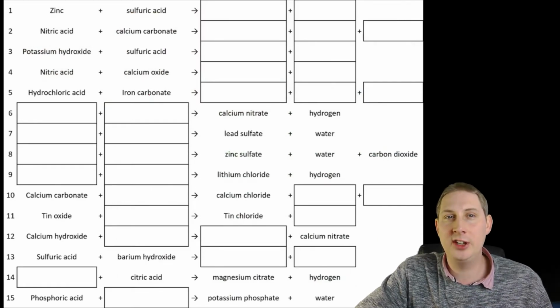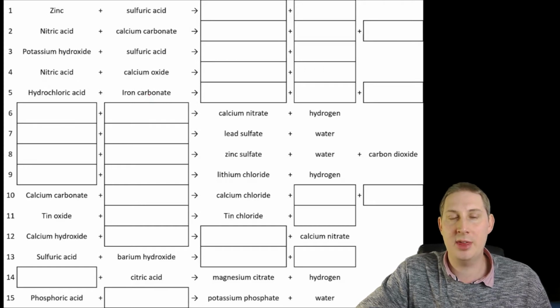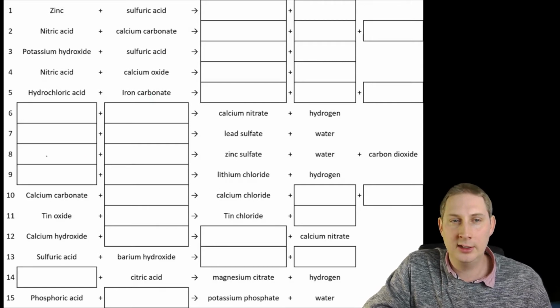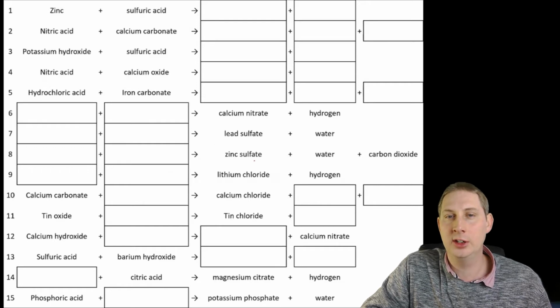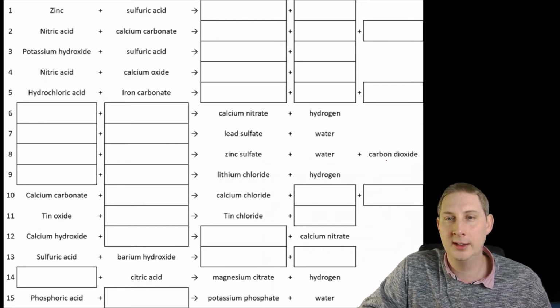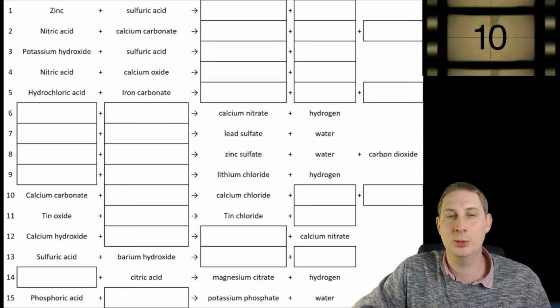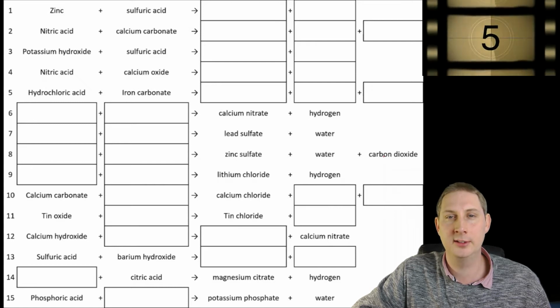Here's a slide for you to ponder and have a think about. Each of these boxes is a missing chemical. So zinc plus sulfuric acid makes what and what? Nitric acid and calcium carbonate makes 3 things. What are they called? Moving down, question 8, what 2 things would make zinc sulfate plus water plus carbon dioxide? And so on. Pause the video, what goes in the boxes? Then restart the video and see if you were right.